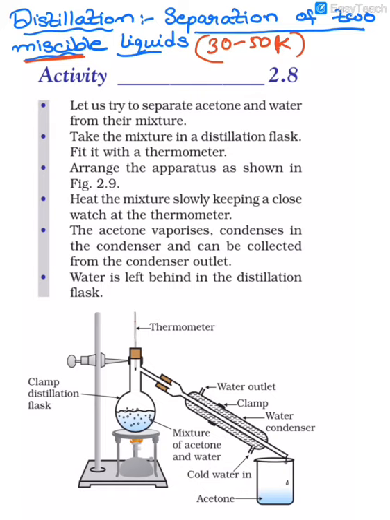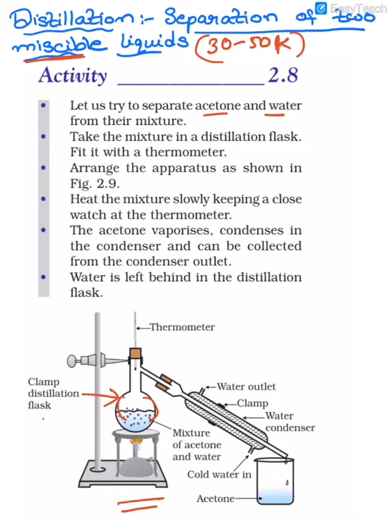So now actually what we do here, we have two different liquids. Here we have an activity, we take the example of acetone and water. So let us try to separate acetone and water. For this we have this type of arrangement of the apparatus. In the apparatus you have a distillation flask. Can you see, this is the distillation flask. It is clamped here with a stand.